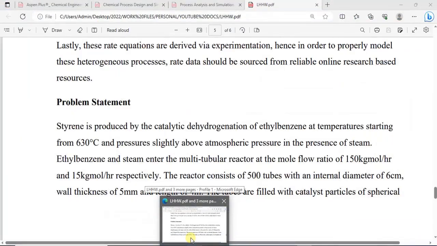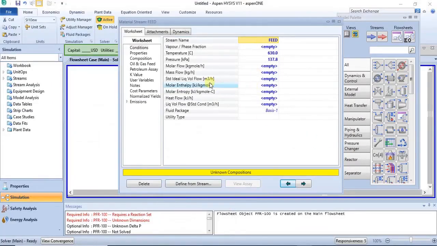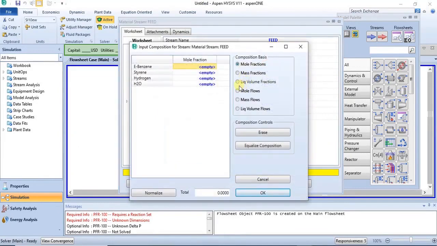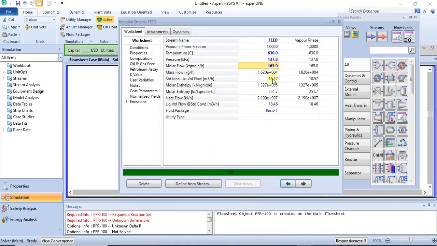So we have 150 kg mole per hour of ethyl benzene and 15 kg mole per hour of steam. So we can go back and specify mole flows. I'm clicking basis as mole flow. I'm entering the values directly without specifying the mole fraction. Let's see how that works. Ethyl benzene is 150. So total is 165 kg mole per hour. You click OK, and your stream is fully specified.